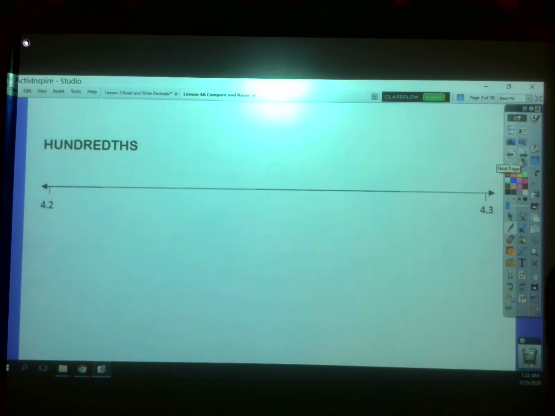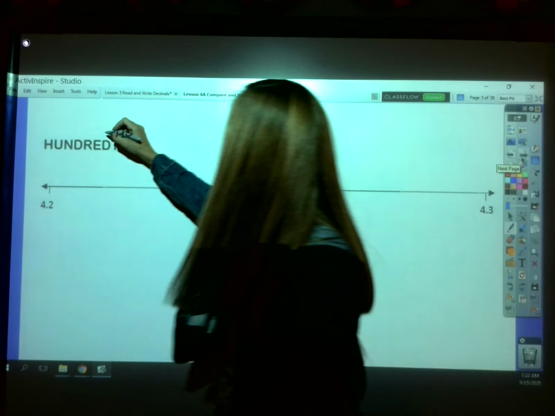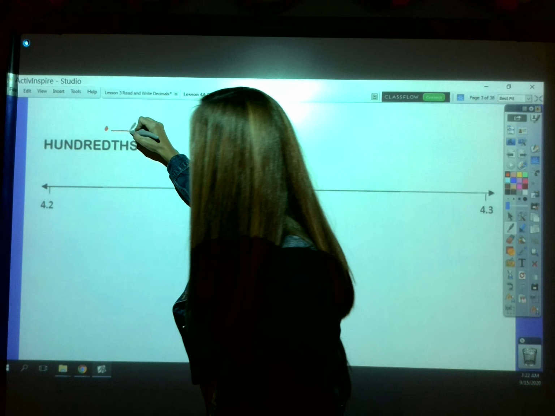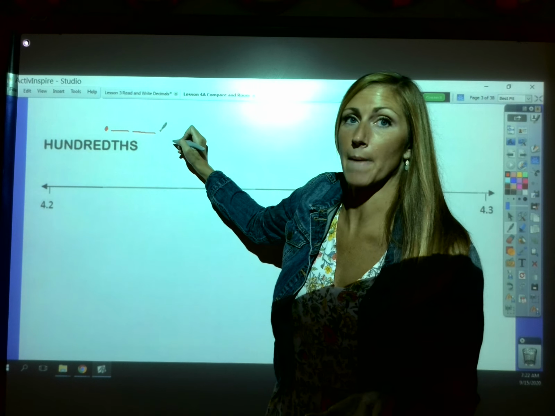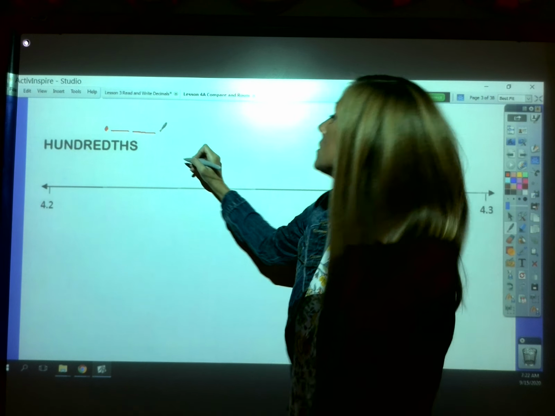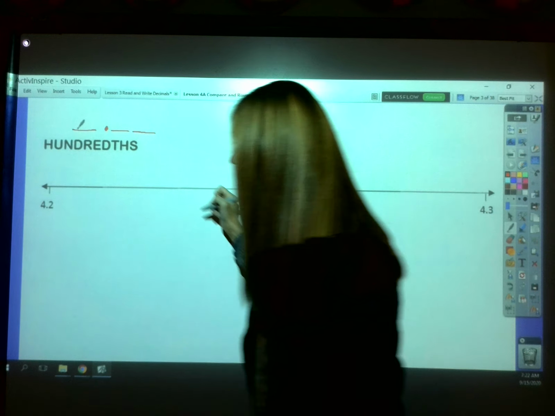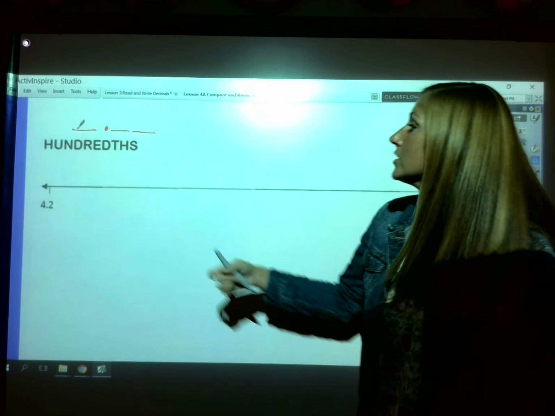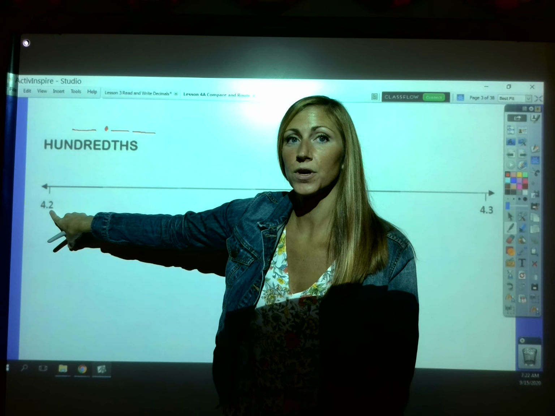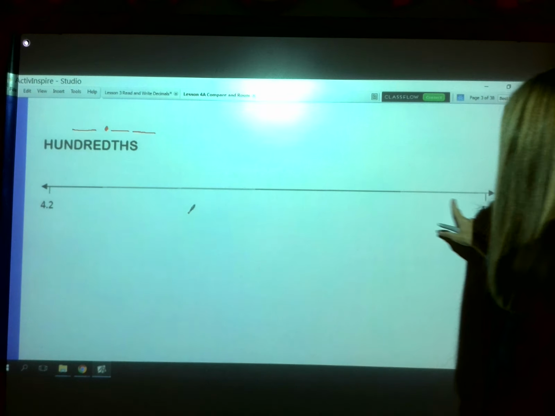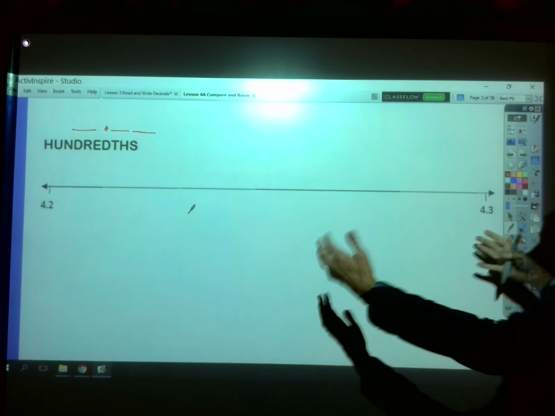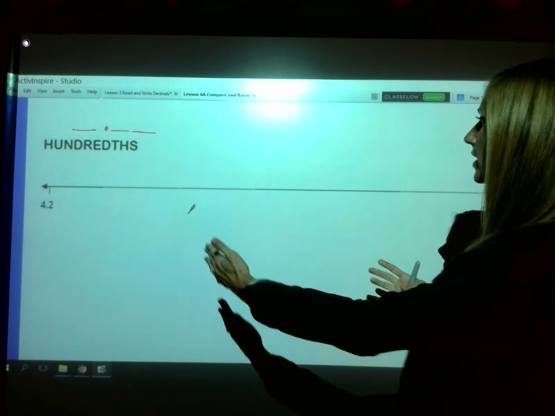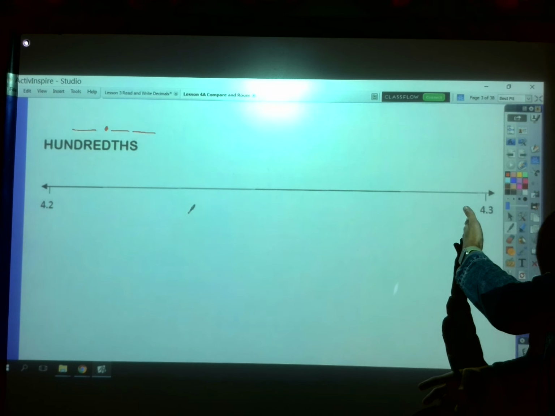So what about hundredths? If we think of our decimal, this place value is tenths, and then this place value is what? Hundredths, right? And sometimes we'll have a whole number as well, and we have that here. So we're starting with 4 and 2/10, and we're going all the way to 4 and 3/10. So how can there be something in between? After 2 should be 3.